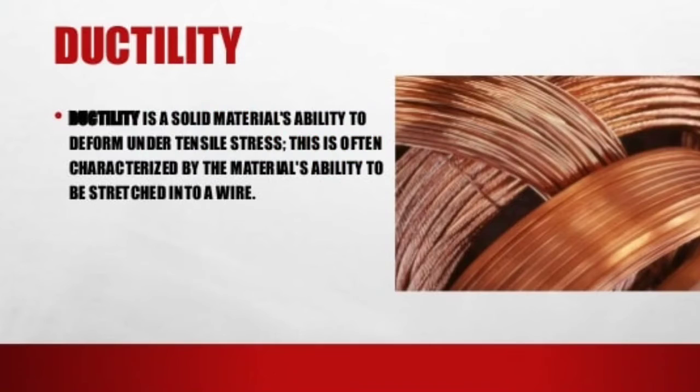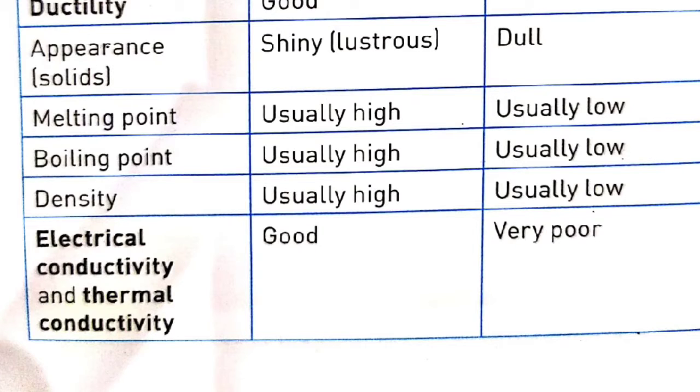Ductility. Again, if you hit a substance with a very strong thing like a hammer and you can convert it into wires, that is known as ductility. And yes, metals have good ductility, while non-metals are soft and brittle. Appearance. Usually metals are shiny and lustrous, while non-metals have a dark appearance. Melting, boiling and densities.